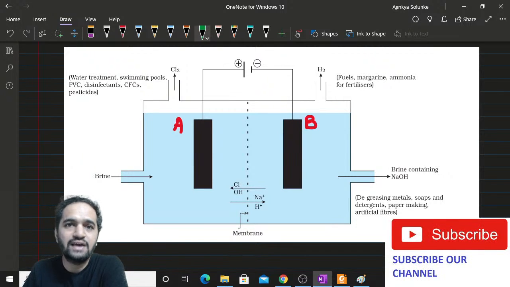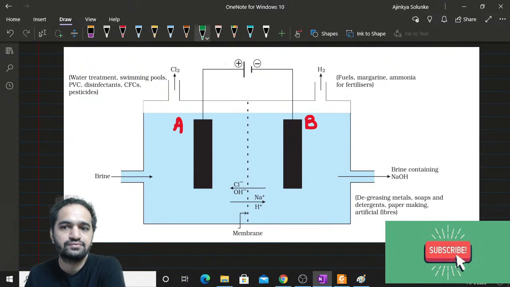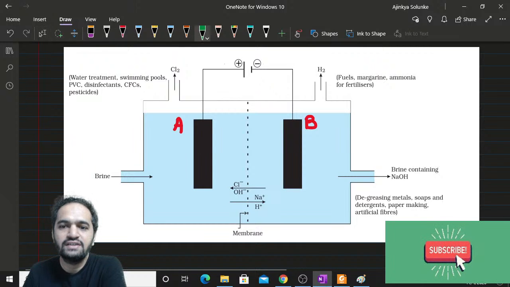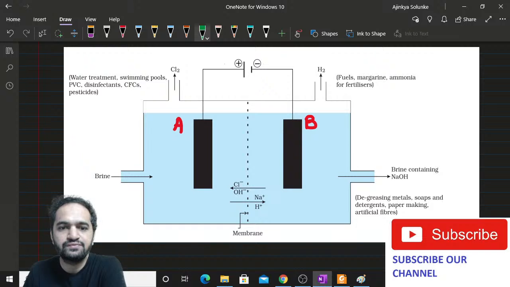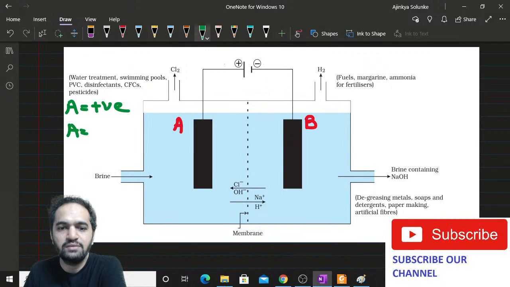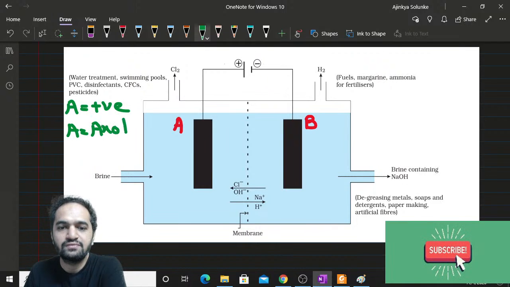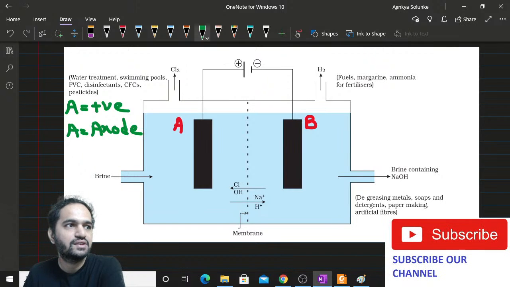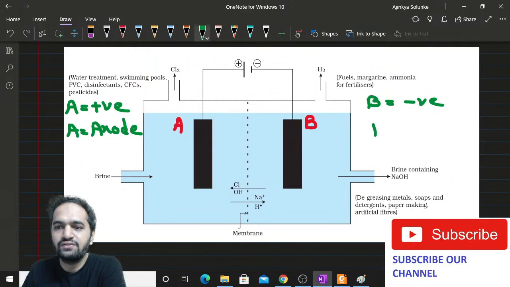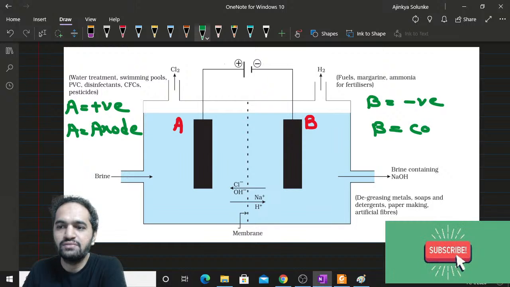Who is anode and who is cathode? You can see A is connected to positive. So that means A must be anode. Right? And B is connected to negative. So that's why B must be cathode.